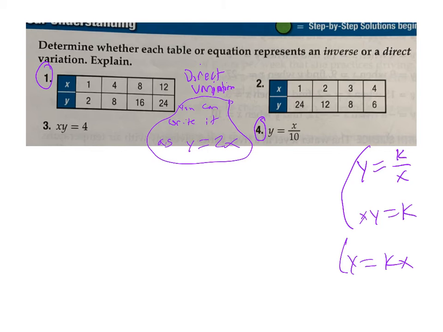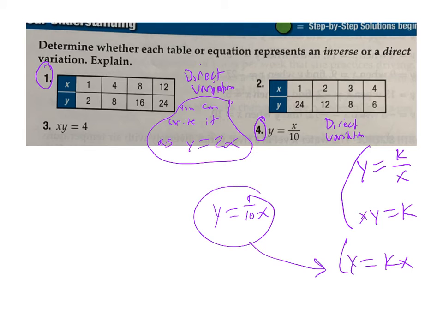Notice dividing by 10 is the same thing as taking something times 1/10, right? That would be the same thing. So since I can write it like that, that's just like this, right? That's a direct variation equation. So you'd say direct variation, and then your explanation could be you can write your equation like this.